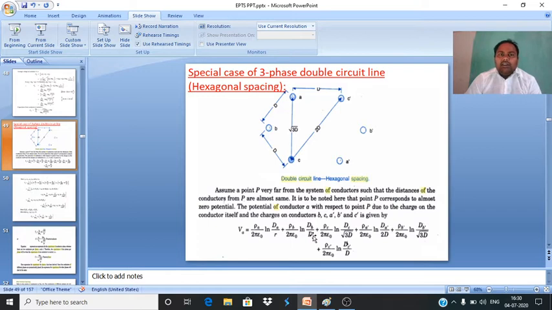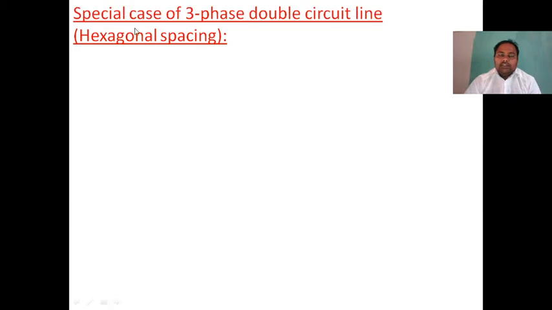Already I told you the difference between inductance calculation and capacitance calculation. In inductance calculation we consider the self GMDs of the conductors, but in capacitance calculation we do not consider the self GMD of the conductors. Okay. So, the special case of a three phase double circuit line with hexagonal spacing. Double circuit means they have two conductors per phase.